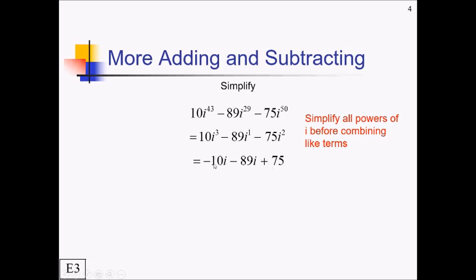But here we see that we have a negative 10i minus an 89i. So that's going to add up to a negative 99i. And if you want, you can put the 75 out in front.